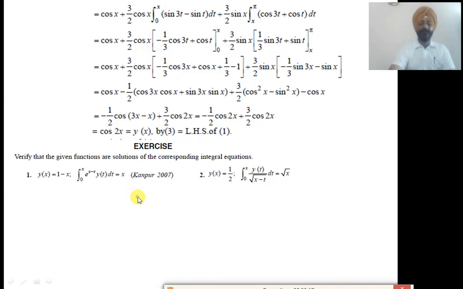So, now the exercise is there. For the first question, y(x) is equal to 1 minus x. So, what is y(t)? y(t) becomes 1 minus t. So, put the value of 1 minus t here and just simplify this integral, you get the answer. Here in the second question, y(t) is 1 by 2.